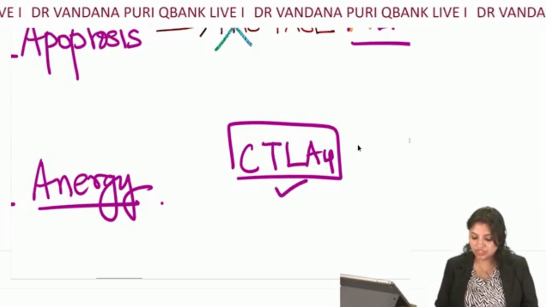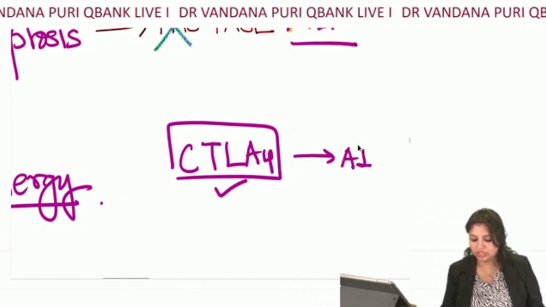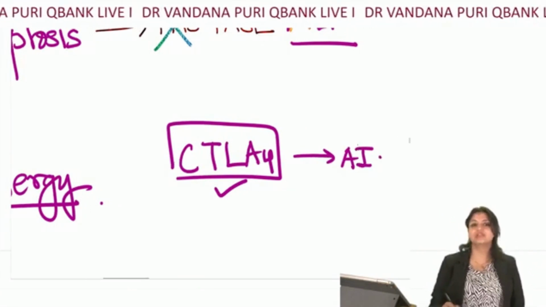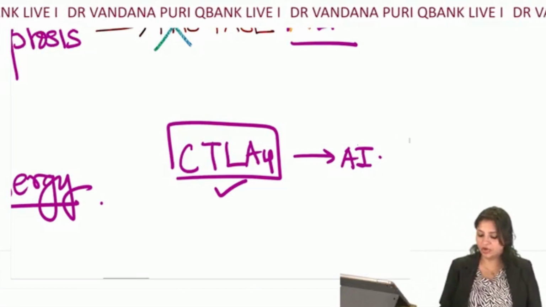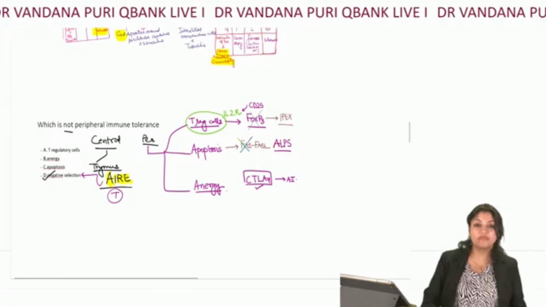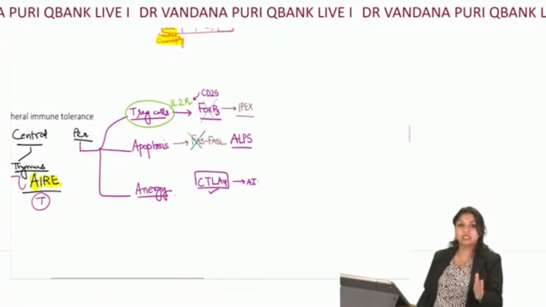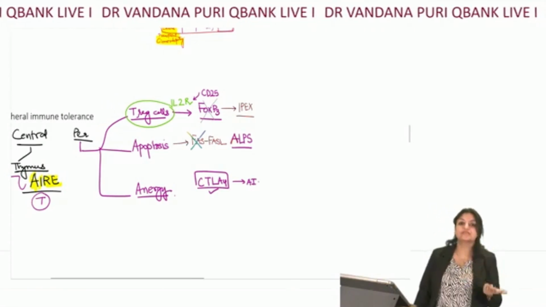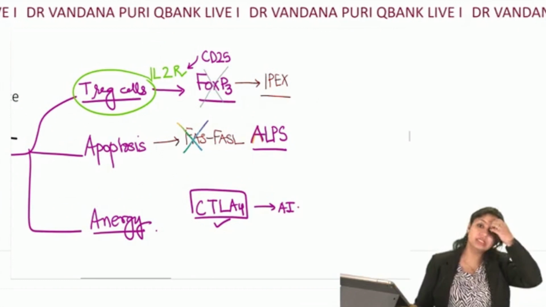So if there is a mutation in CTLA4, this also will cause autoimmune disorders. Mutation of CTLA4 will not let anergy happen, not let silencing happen, and it will cause autoimmune diseases. So remember, three mechanisms of peripheral tolerance, and all three are associated with diseases. IPEX is with FOXP3, ALPS is with the FAS gene, and CTLA4 is with other autoimmune diseases.